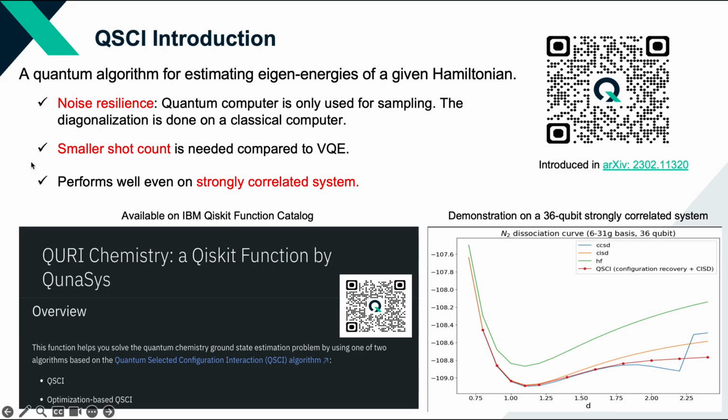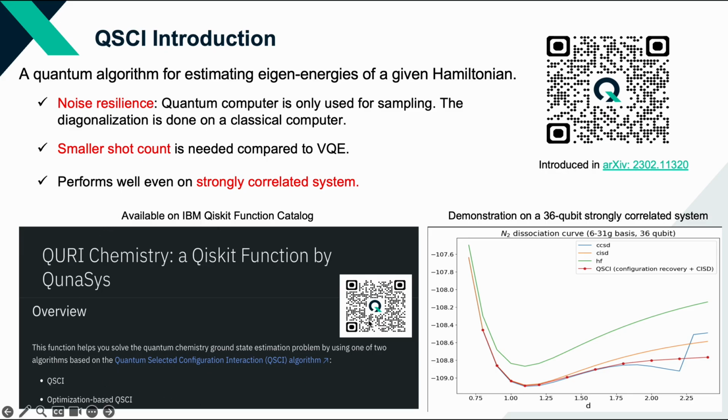There are a couple of advantages of the QSCI algorithm. First, it is noise resilient in the sense that the quantum computer is only used for sampling and determining the subspace of the Hamiltonian. And the diagonalization is done on a classical computer, so this part is error-free. Also, it does not need to compute the Hamiltonian expectation value and its gradients. So, it means that you only need a smaller shot count compared to using the VQE algorithm. And it has been tested in various circumstances that it can perform well even on strongly correlated systems.